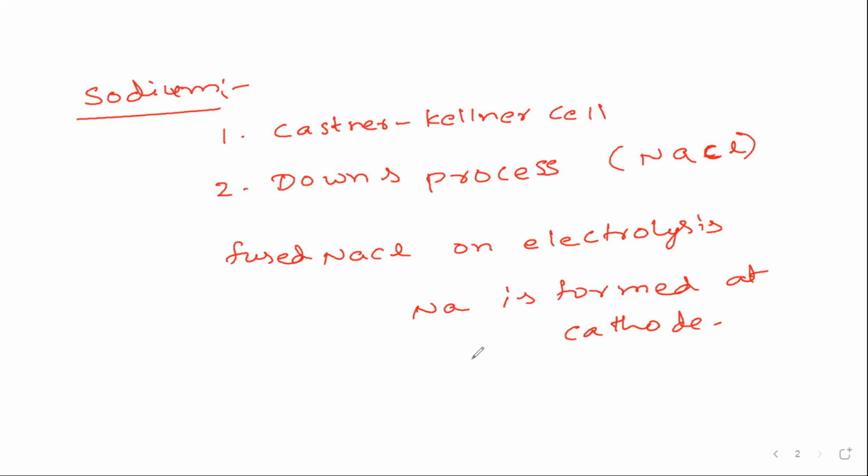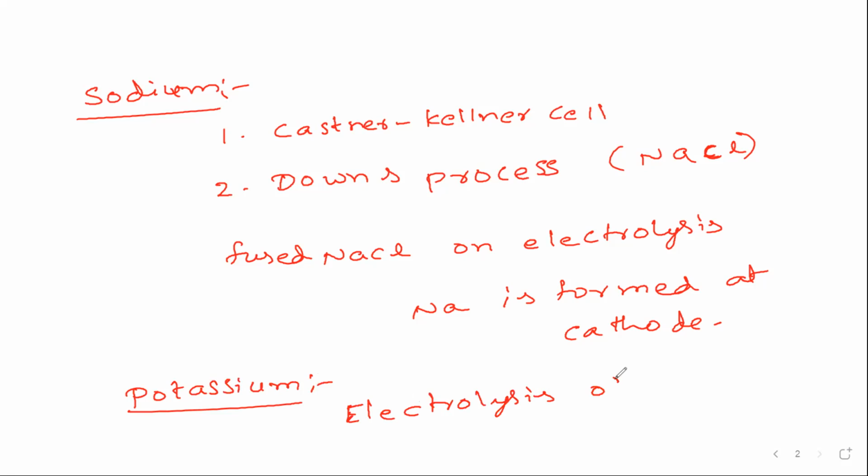Next we have potassium. It is obtained by the electrolysis of fused KOH. Very, very important, fused KOH, not aqueous KOH. If you take aqueous KOH, you will not get potassium. So with fused KOH, potassium is formed at cathode, and oxygen is formed at anode. So these are the main extractions of lithium, sodium, and potassium.